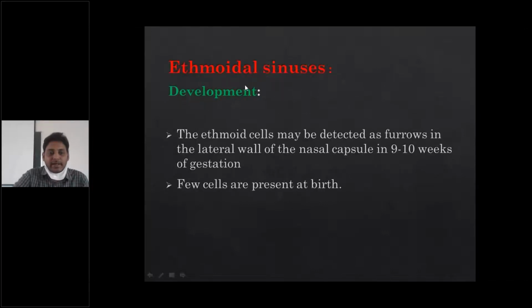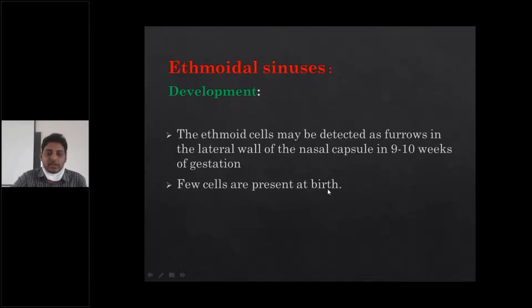Now coming to the next sinus, the ethmoid sinus. Ethmoid means sieve-like. In Telugu we call it Jallada. As I also said before, the first sinus to start developing is the maxillary sinus, and the next sinus to develop is the ethmoid sinus. Usually the maxillary sinus starts developing at 7 to 9 weeks, and the ethmoid sinus starts to develop at 9 to 10 weeks of gestation, and a few cells are present at birth.